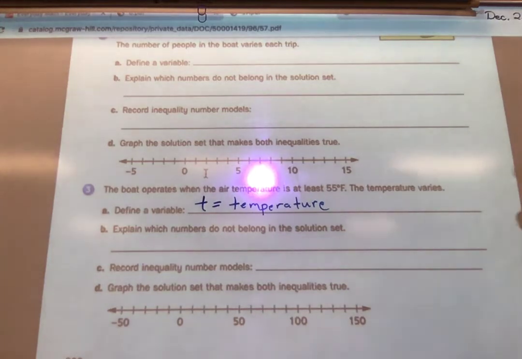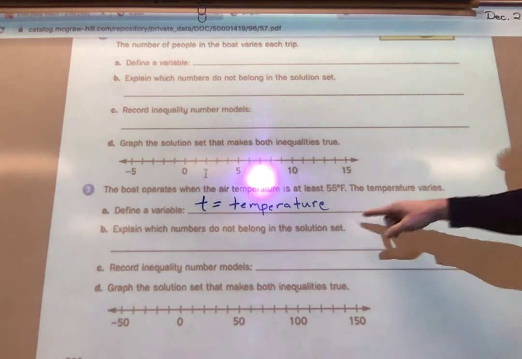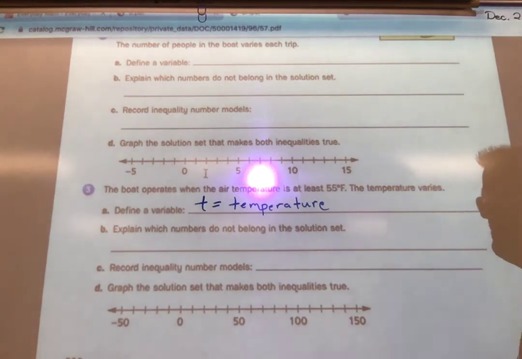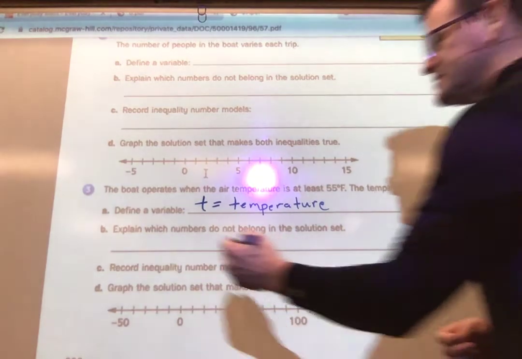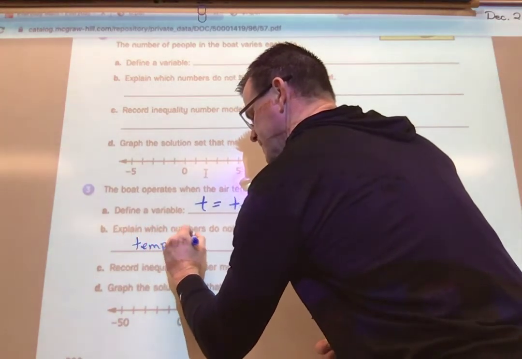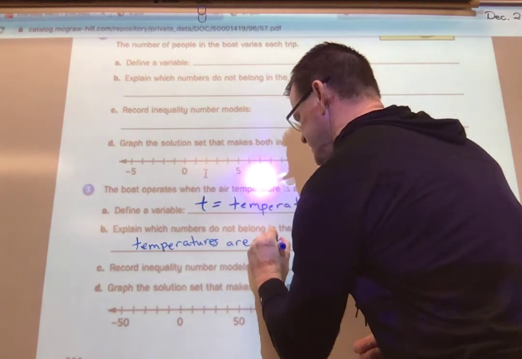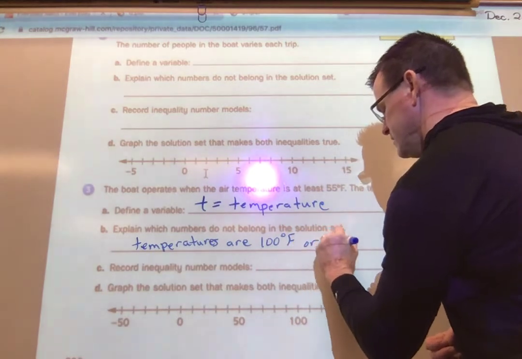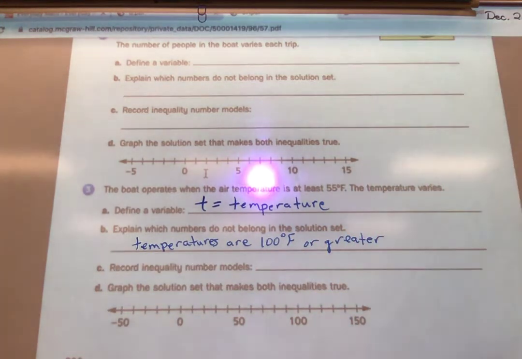Got to start thinking fractions and decimals and those things would work here because you can have partial degrees. So it's not like the question up above. But which numbers probably don't belong in this solution set? You got to be thinking of this situation. When it gets too hot, people won't come out. So maybe we could say when temperatures are 100 degrees Fahrenheit or greater, those would not be in the solution set to make this true, because eventually it gets too hot, people won't come out. So this company probably wouldn't go out and take tours because they know people don't come out and they don't make money. So if it gets 100 degrees or greater, in this case, and again, we could word this differently to include 100 degrees or not include 100 degrees if they go out.